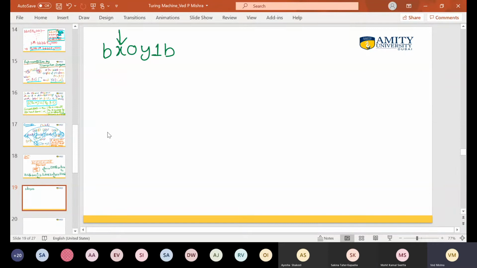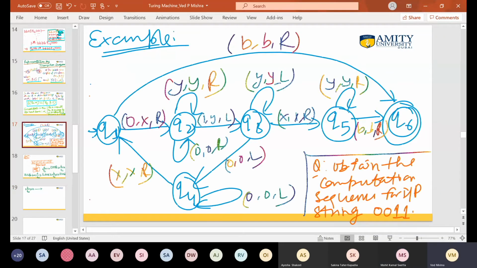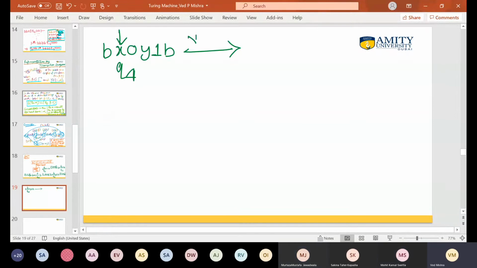X, and what is the state? Q4. So what will you check now? Q4 X. So check Q4 X, XXR. And where are you going? Q1. So XXR. So what will you write now? B, X. Where will the read write head go?